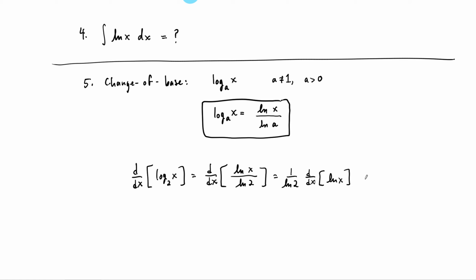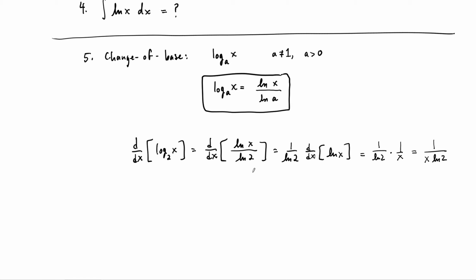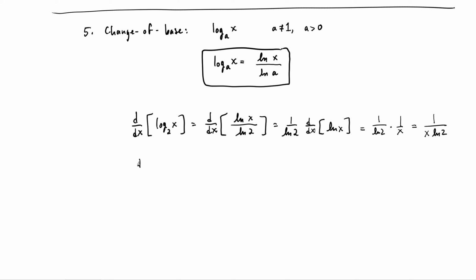And this one is the one we know the formula of, right? So this then becomes 1 over natural log 2 times 1 over x. Or you could rewrite all of this as 1 over x times the natural log of 2. And hopefully at this point you see we have a general formula, right? Just by replacing the 2 with a generic a, you will see that the derivative of log base a of x is always 1 over x times the natural log of that base.